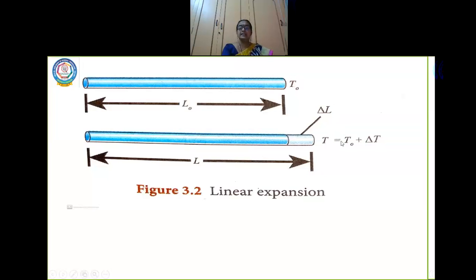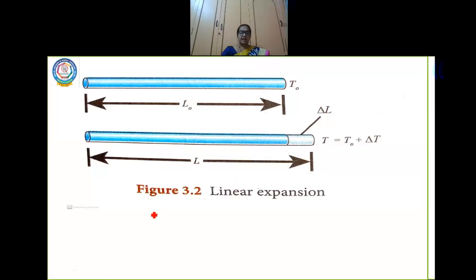So in that rise in temperature, the length of the body is changing from L naught to L. Look at the length being increased here. So what is the increase in length? The increase in length is given as del L. There is a small increase in length. So this is the increase in length for a small change in temperature, which is called as del T. So this is nothing but you call it as linear expansion.